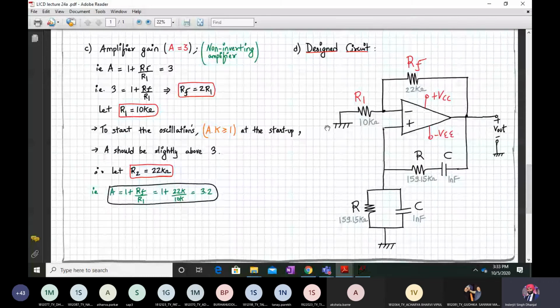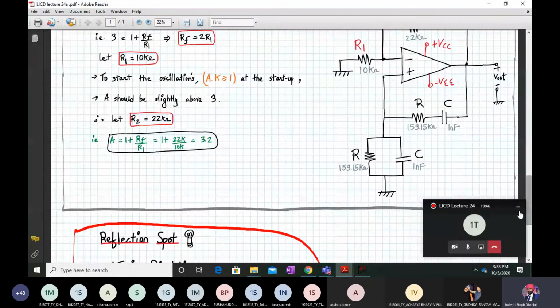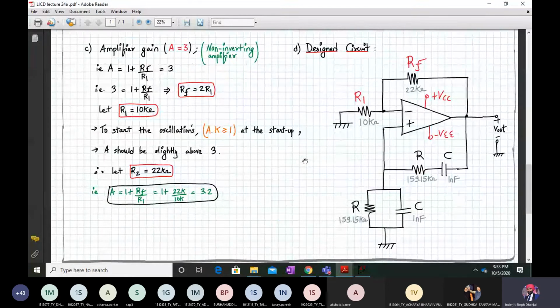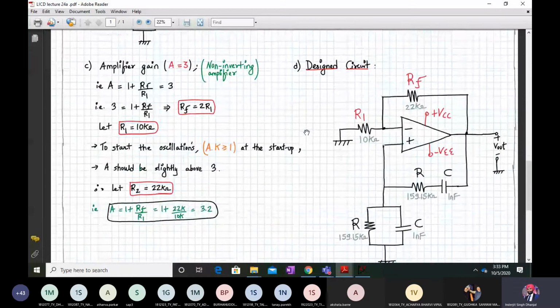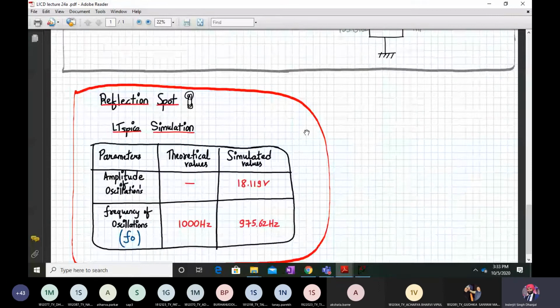Any doubts in this, anyone? Or shall we go to the LTspice simulation for the same? Any doubts, anyone? I hope the design is clear. It's very plain and straightforward. Yeah, thank you. So we'll go to the simulation, where we will simulate the circuit in LTspice and verify the values.